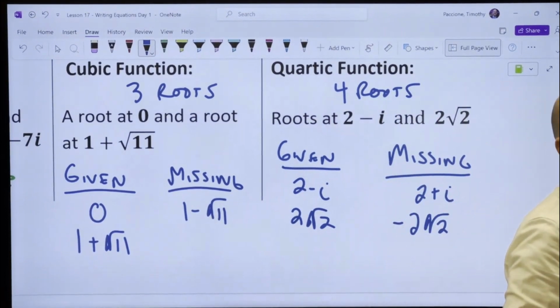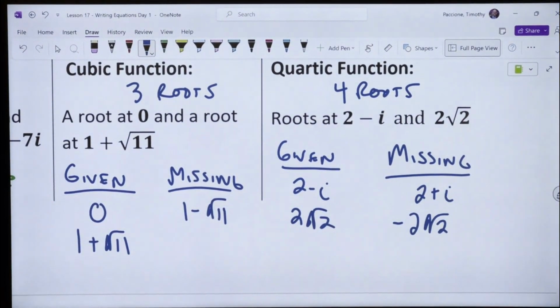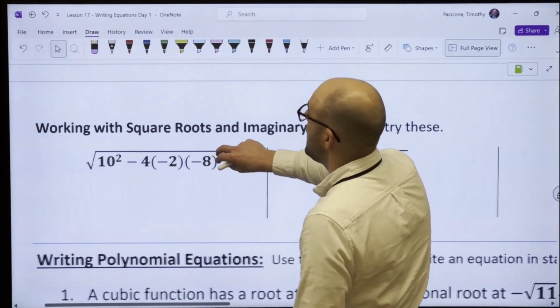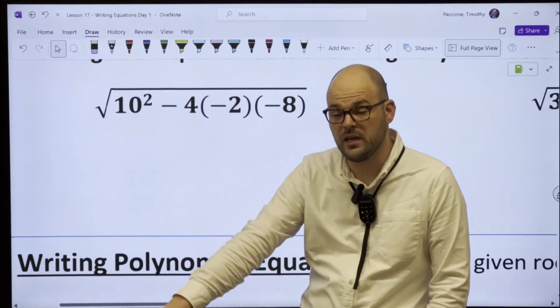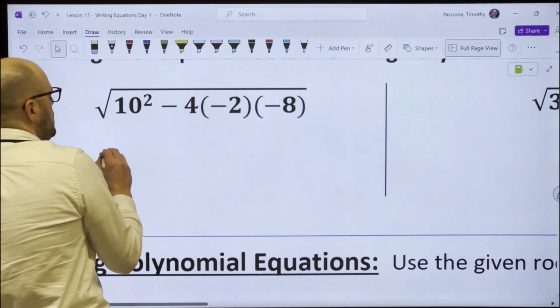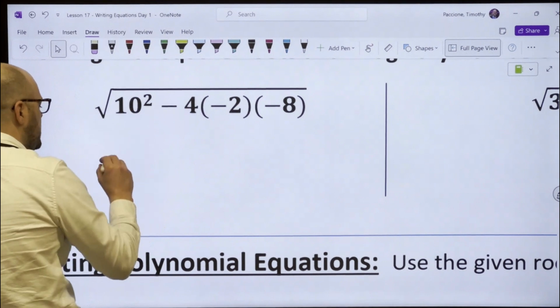Okay, so let's go to the back. Now, for the back, this is just a little skill check to make sure that we are solid on how to do these things because we're going to need them for what we're about to do. Okay. First, just a little practice with square rooting b squared minus 4ac.